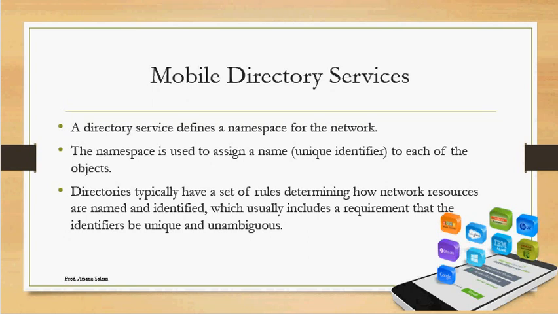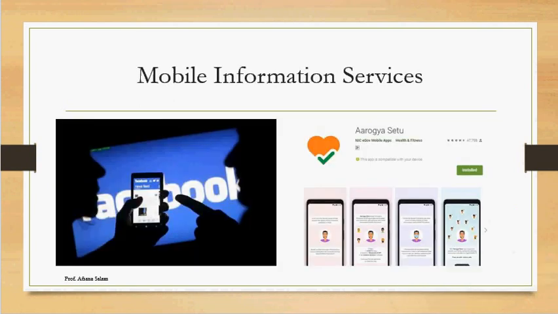Then the information services. The best example is Facebook, or any news application, or Twitter, or the Arogya Setu application, which is giving you the information where the coronavirus is and how many people are infected in your particular location, in your zone, how many are in recovery, how many recovered, how many deaths. Everything is there in that application, which is giving you the exact information which is required for you. So this is actually a best example for you.